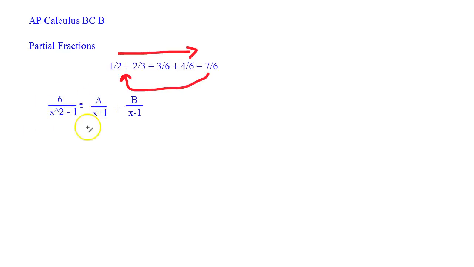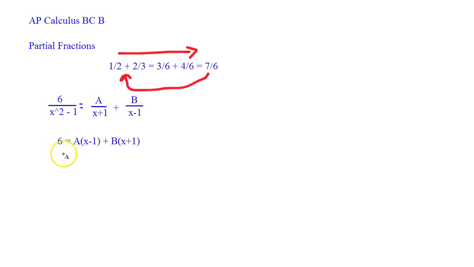The really cool thing is that you can set this up, and you probably already learned this in trig, so that it looks like this: 6 equals A times x minus 1 plus B times x plus 1. We got from here to here by getting a common denominator between these two and adding them together. Since they're two fractions equal to each other, the numerators have to be equal. So that's where we got that from.